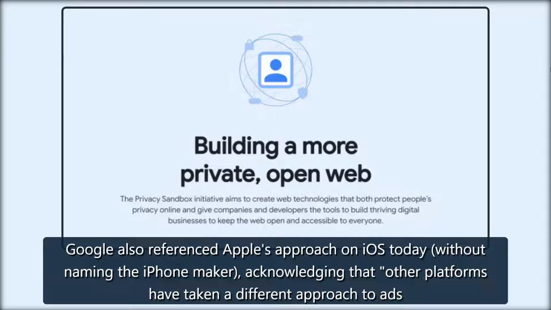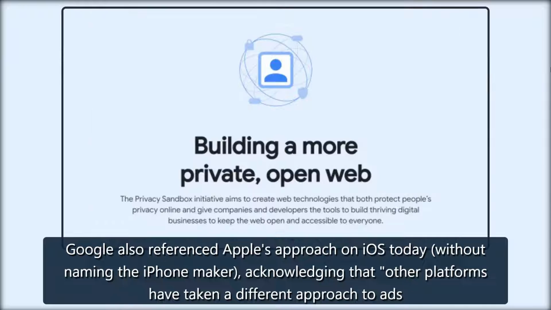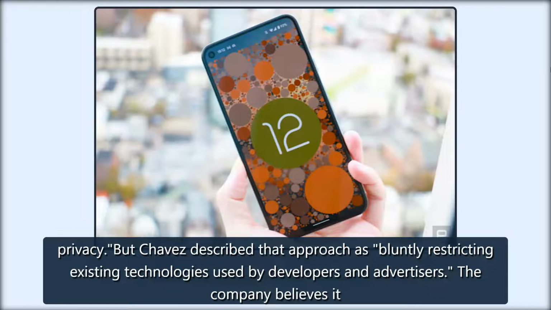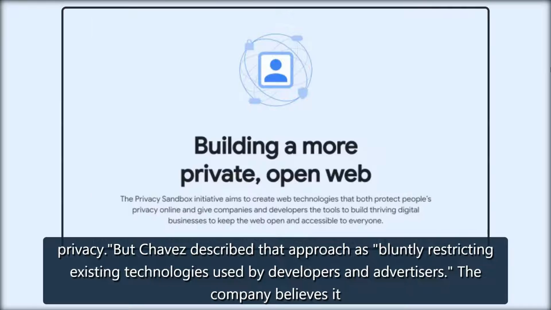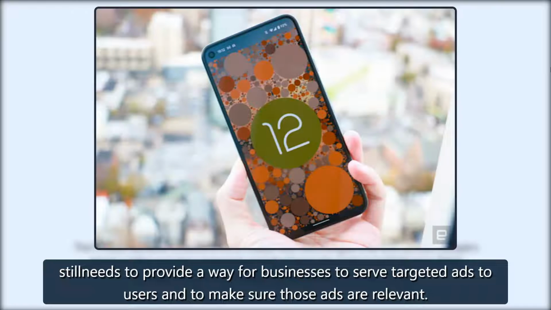Google also referenced Apple's approach on iOS today, without naming the iPhone maker, acknowledging that other platforms have taken a different approach to ads privacy, but Chavez described that approach as bluntly restricting existing technologies used by developers and advertisers. The company believes it still needs to provide a way for businesses to serve targeted ads to users and to make sure those ads are relevant.